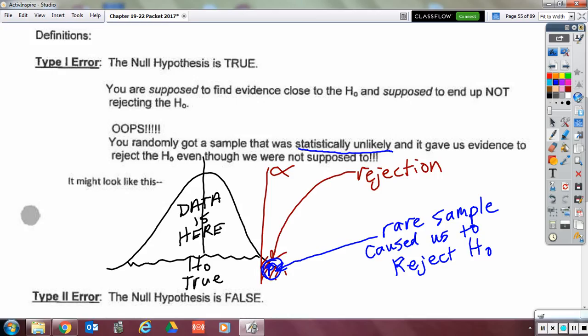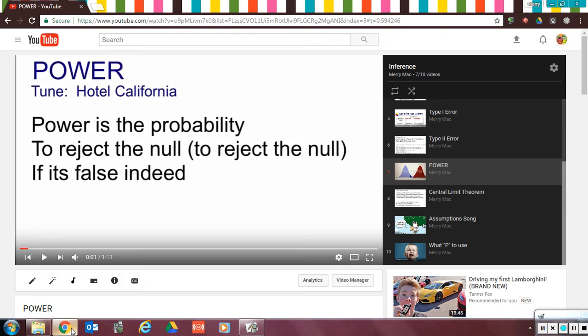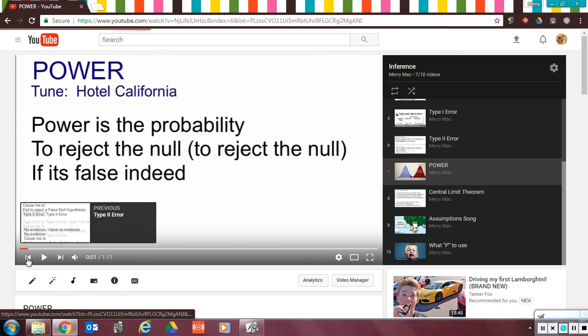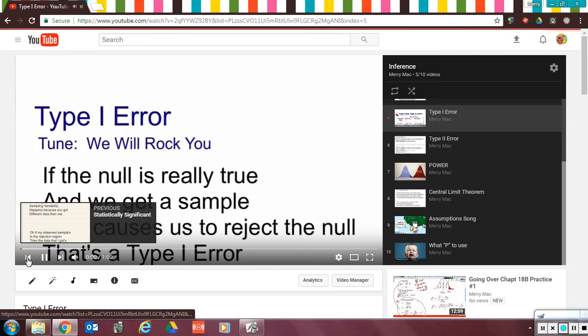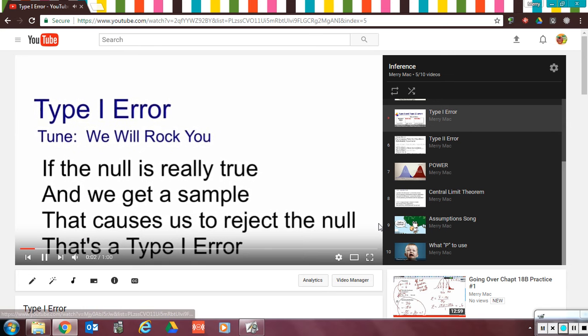All right, so I have a couple of ways for us to remember these things. One is, of course, a song. Another is that new this year, I've found some cute memes that I think will be fun to look at. So let's do the song first. So if the null is really true, but we get a sample that causes us to reject the null, that's a type 1 error. Here we go.